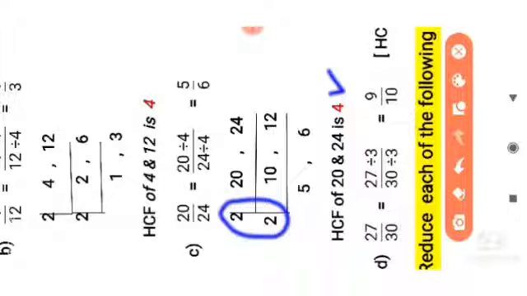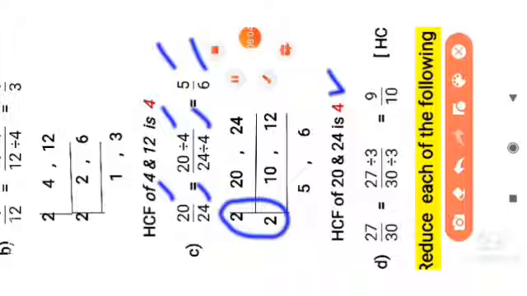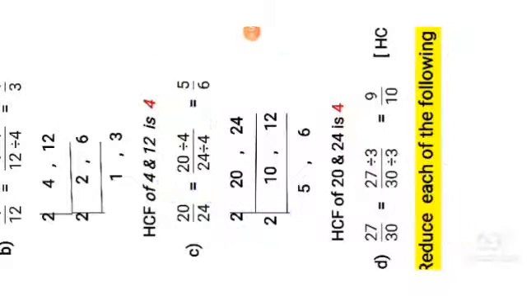Okay, so what is our next task? Our next task is to divide the numerator by 4 and the denominator by 4. So 20 divided by 4 is 5, 5 4s are 20, and 24 divided by 4 is 6, 4 6s are 24. So our answer is 5 by 6. So the simplest form of 20 by 24 is equal to 5 by 6. Okay, fine.